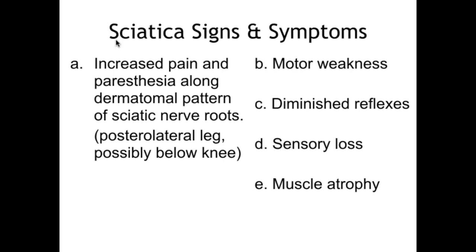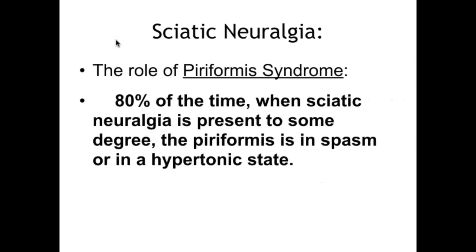We've got increased pain and numbness along a dermatomal pattern of the sciatic nerve, the back and side of the leg, possibly below the knee. You've got motor weakness as a possibility, diminished reflexes, sensory loss, muscle atrophy, and the piriformis syndrome. This is really cool, not only from a treatment standpoint for chiropractic, but also for our laser. Because when we stick our laser right on this piriformis, holy smokes, this can really help us.